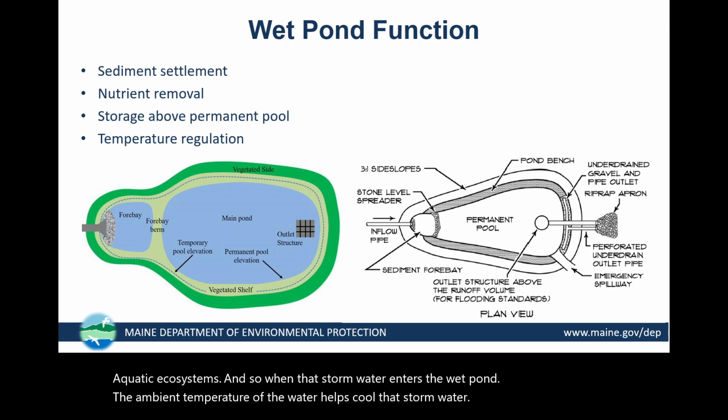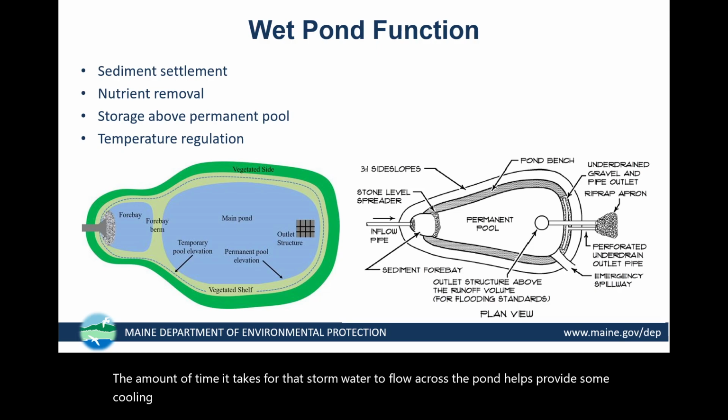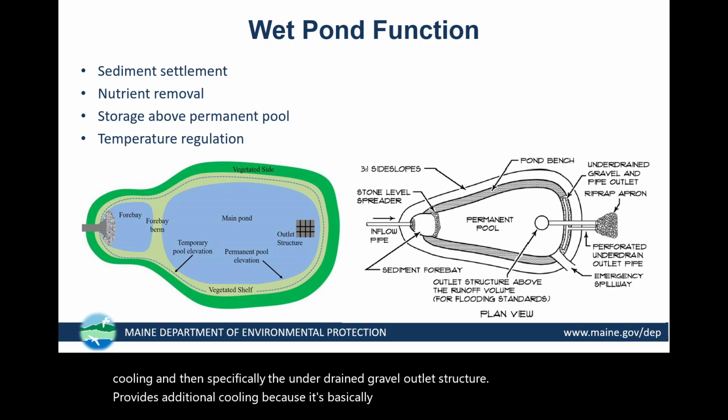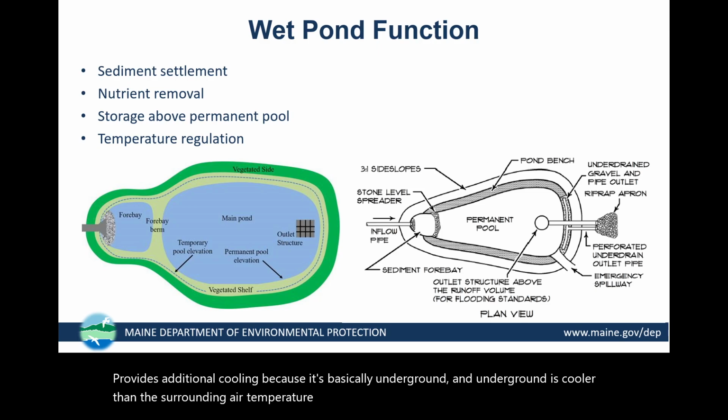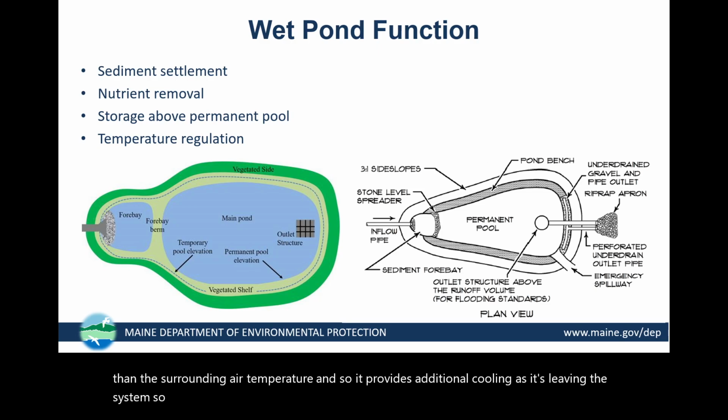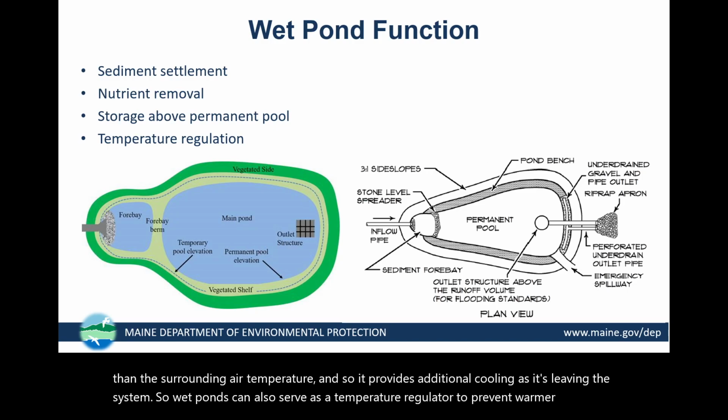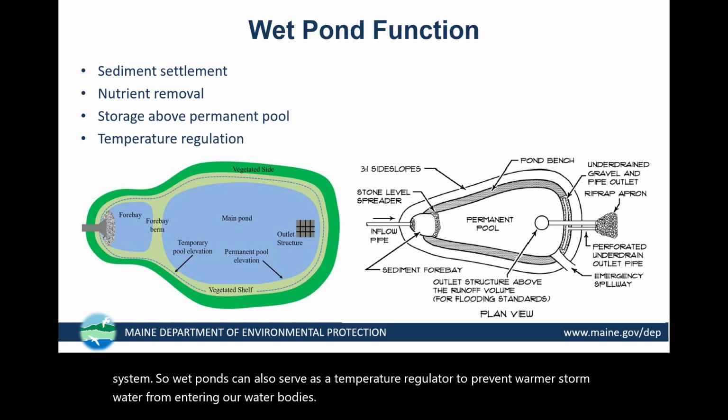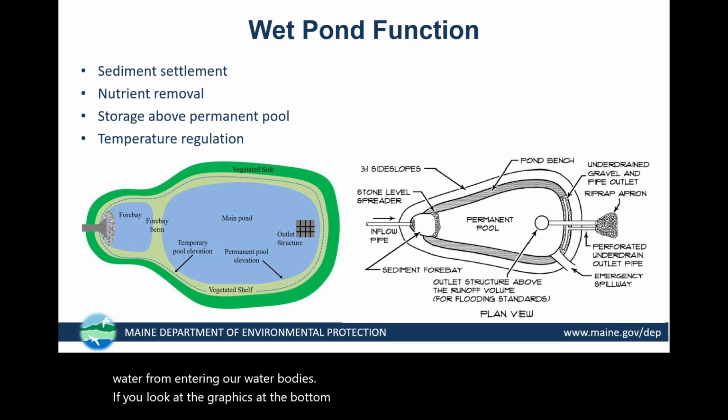The amount of time it takes for that stormwater to flow across the pond helps provide some cooling. And then specifically the underdrained gravel outlet structure provides additional cooling because it's basically underground, and underground is cooler than the surrounding air temperature. And so it provides additional cooling as it's leaving the system. So wet ponds can also serve as a temperature regulator to prevent warmer stormwater from entering our water bodies. If you look at the graphics at the bottom of the presentation, you can see some of the primary components of the wet pond.